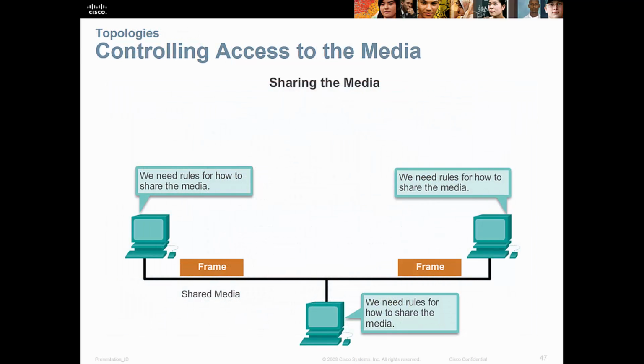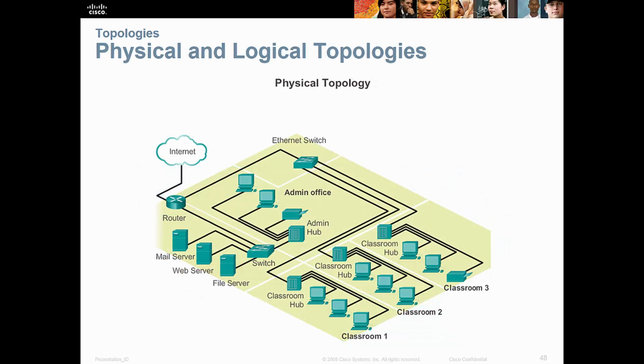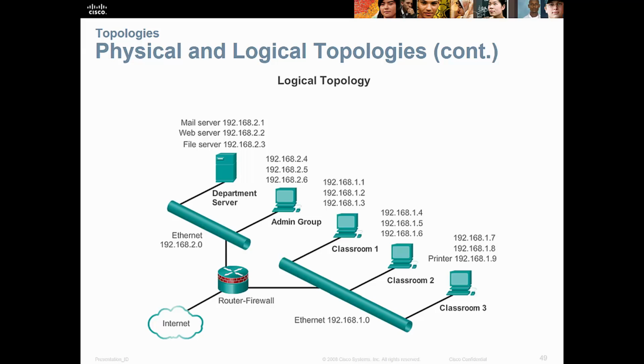So controlling access to the media, the important thing here is how do we communicate when we are sharing a media, and that's what's coming up. But before we get to that, let's talk about our physical and logical topologies. Our physical topology is going to be the actual physical wiring. How's the wiring run? As opposed to our logical, which is going to be more of our addressing scheme. How do our computers connect via our addressing scheme?